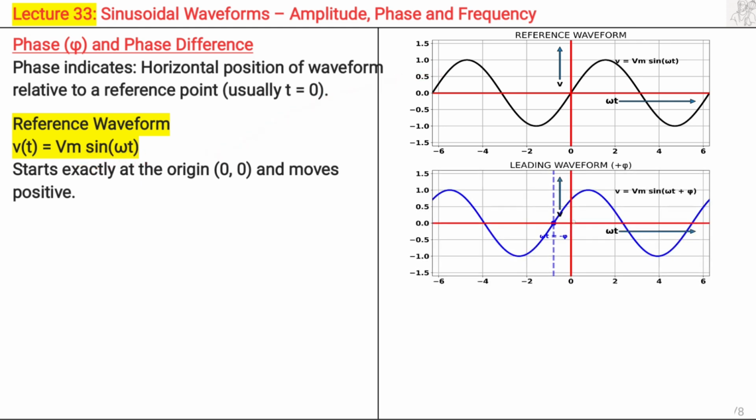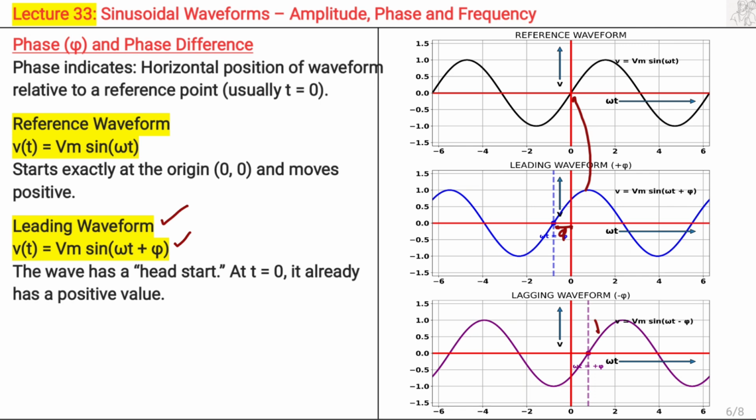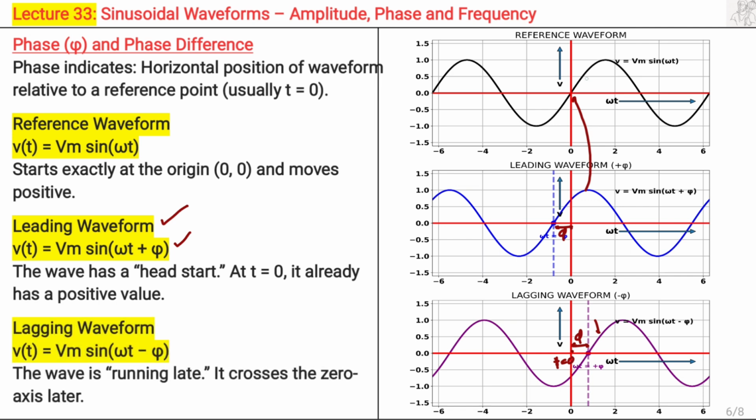If the wave, rather than starting from the origin, starts phi angle before, we can say that this blue wave is ahead of this black wave. And how much is it ahead? By an angle of phi. Therefore, this is known as a leading waveform, and its equation is v(t) equals Vm sin(omega t plus phi). On the same terms, if a wave starts at phi angle after the reference point, that is after time t equals 0, then it is said to be lagging the reference waveform by an angle of phi. And this lagging waveform is represented by v(t) equals Vm sin(omega t minus phi).